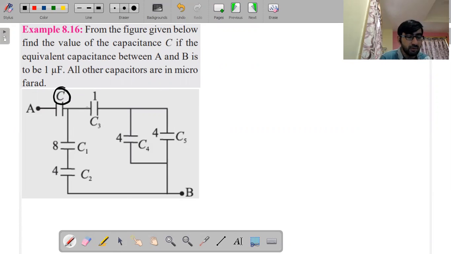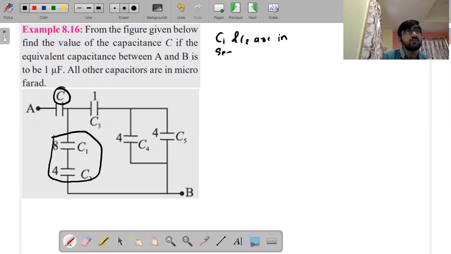You have to first understand which capacitors are in series and which are in parallel. So if you look here, these two are in series, and if you remember, C1 and C2 are in series. Okay, C1 and C2 are in series, so therefore the equivalent of these two will be 1 upon CS, that is 1 upon C1 plus 1 upon C2.